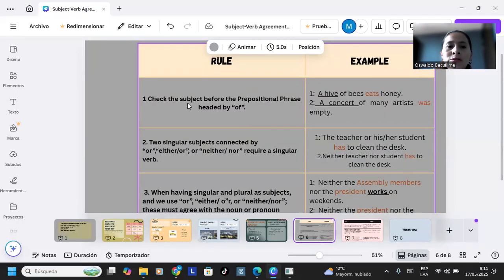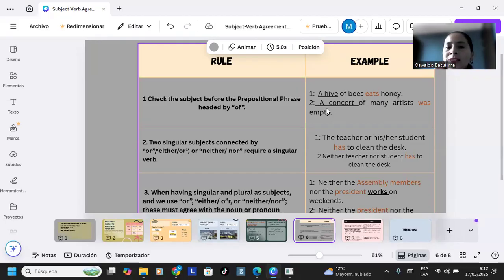In the first rule, we check the subject before the prepositional phrase headed by of. For example, a hive of bees eats honey. A hive is a collective noun in English, but it is always singular, even though it is before a preposition of. So the verb here is eats in singular. A hive of bees eats honey.